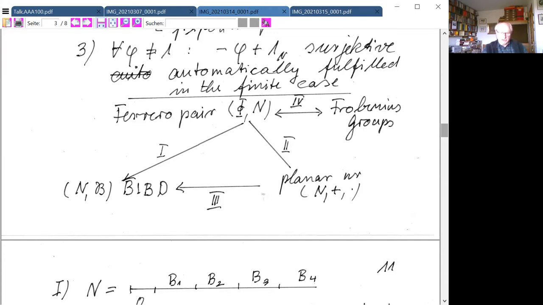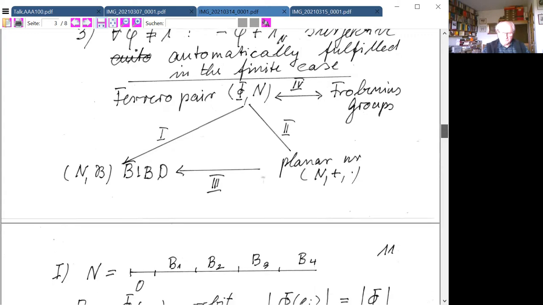So the first thing we are now going to do is to construct from a Ferrero pair a planar nearing. And then we try to make sure that the reverse is also possible. From a planar nearing, we can derive a Ferrero pair, which yields this planar nearing.